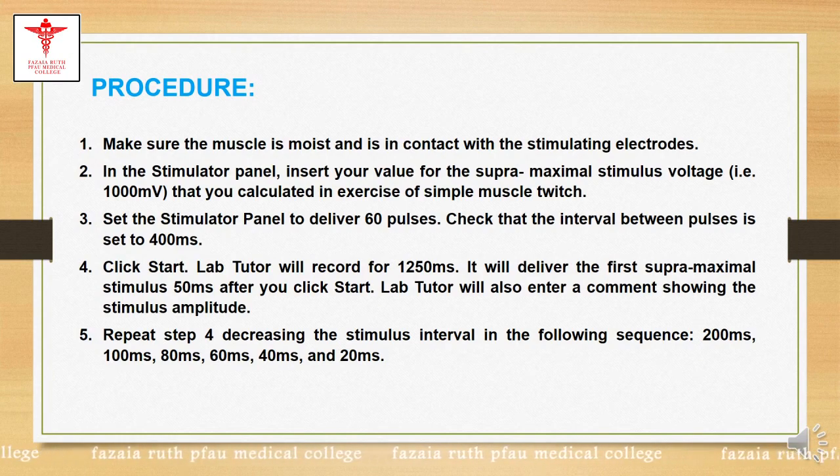Click start. LabTutor will record for 1250 ms. It will deliver the first supramaximal stimulus 50 ms after you click start. LabTutor will also enter a comment showing the stimulus amplitude. Then repeat the step, decreasing the stimulus interval in the following sequence: 200, 100, 80, 60, 40 and 20.